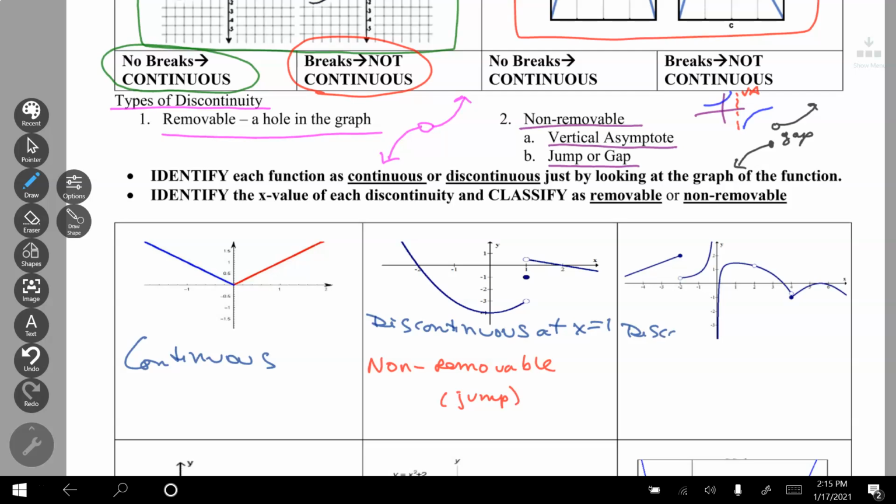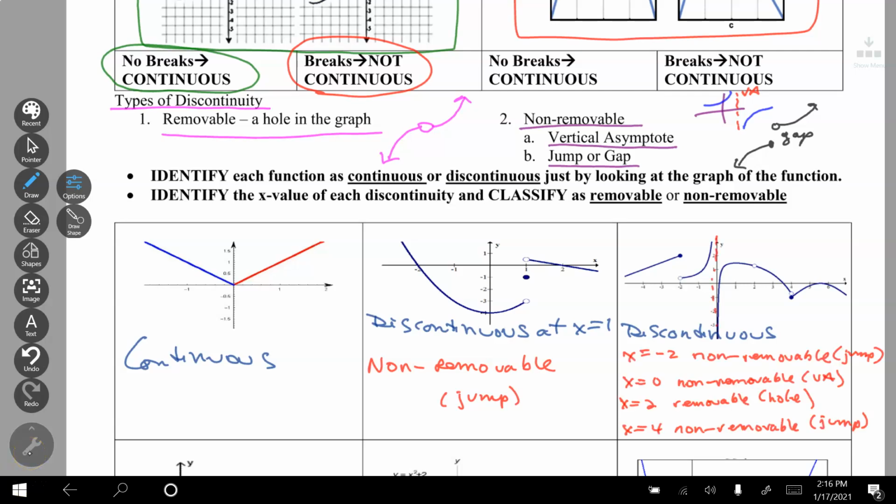This next one, I see a lot. It is discontinuous at many spots. So this graph has 4 different spots of discontinuity. First, it has it here at -2. There is a jump there, so it's non-removable. You can see that gap at x equals 0 right here in the middle. There is a VA there, so that's also non-removable. At x equals 2, it's just a hole in the graph that is removable. And at x equals 4, there's a small little gap or jump between those two different parts of the graph.